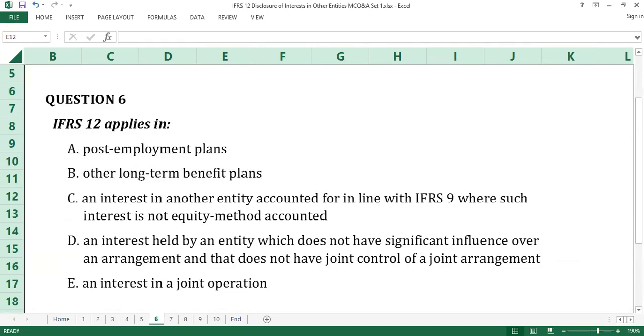Question number 6. IFRS 12 applies in dash. A, post-employment plans, B, other long-term benefit plans, C, an interest in another entity accounted for in line with IFRS 9, where such interest is not equity method accounted, D, an interest held by an entity which does not have significant influence over an arrangement and that does not have joint control of a joint arrangement, E, an interest in a joint operation. Time counts.